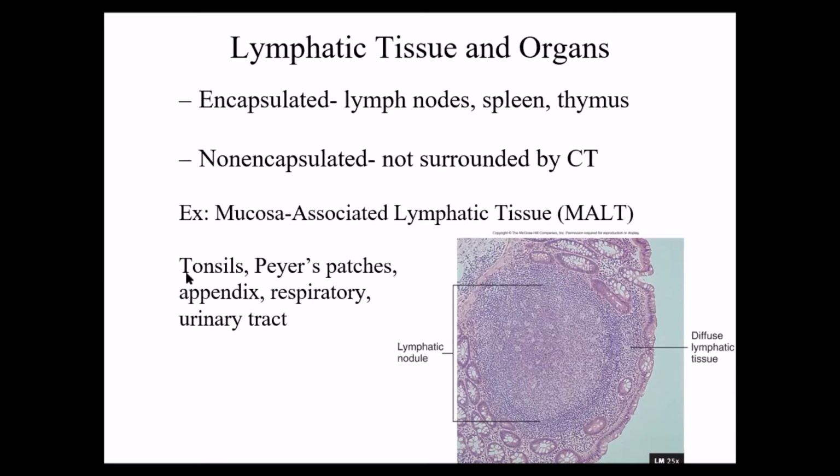For example, in your mouth, you'll have mucous membranes that line the mouth and the oral cavity, and so you're going to find tonsils there. Peyer's patches are specialized types of lymphatic tissue found in the intestines. Your appendix has some MALT associated with it. Your respiratory tract, your urinary tract, all of these that have mucous membranes will also have this type of MALT or lymphatic tissue associated with it.